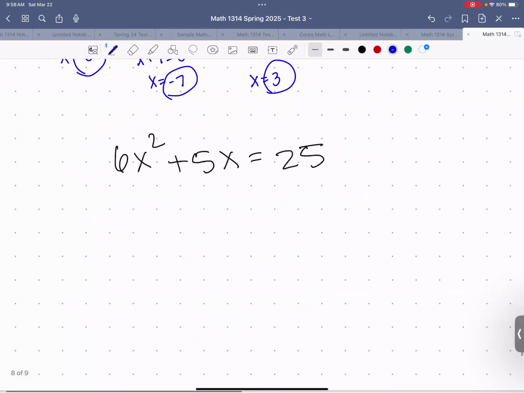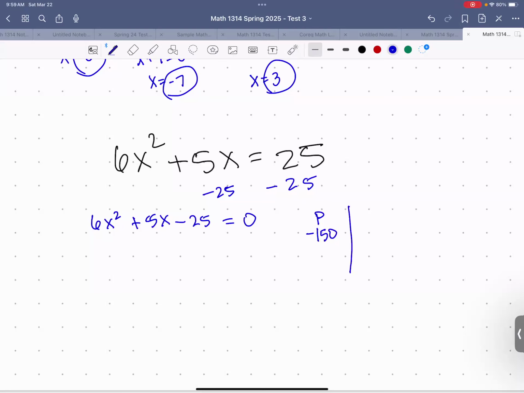Here on this one, 6x squared plus 5x equals 25, not equal to 0, so we need to start by moving that 25 over first. That gives us 6x squared plus 5x minus 25, whole thing equal to 0. We want to solve this by factoring. So 6 and negative 25 gives me a product of negative 150. And we want a sum of 5.